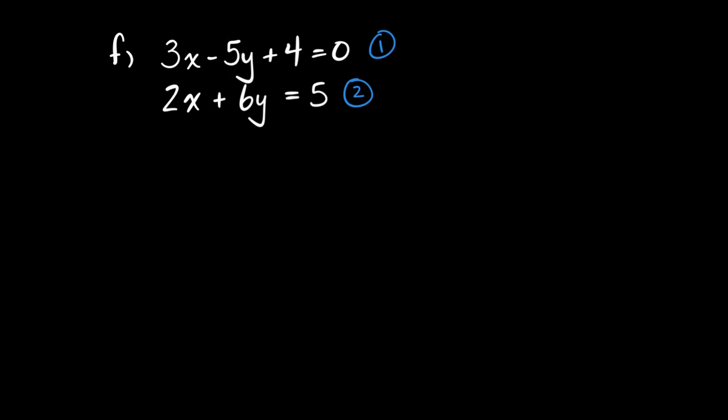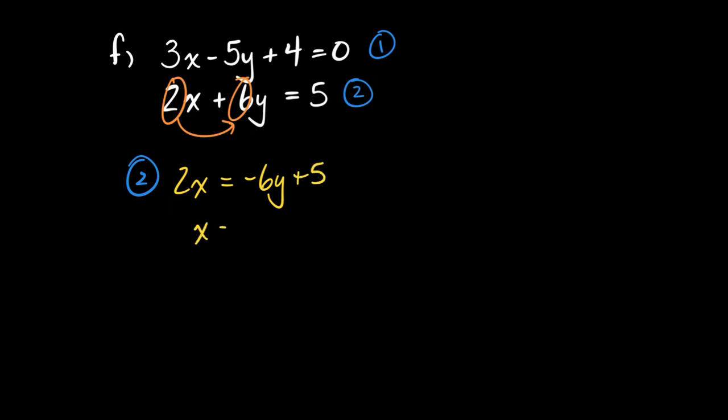But if I divide a 6 into a 5, I notice that at least my 6 does divide by 2 evenly. And so I would be motivated to take equation 2 and try to get the x all by itself. That allows me to say, okay, 2x equals negative 6y plus 5. And so now when I divide out, I actually get at least one integer.